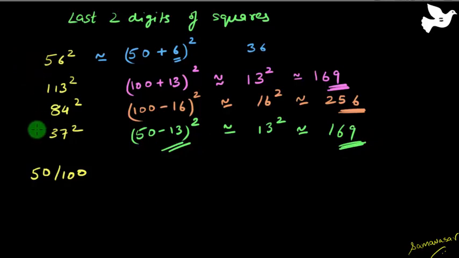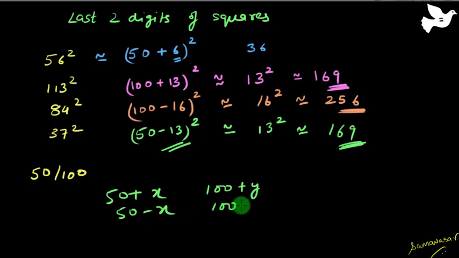So whatever numbers you are given, if it is a square, you express it in terms of 50 plus something, 50 minus something, 100 plus something, or 100 minus something, and the last two digits of this number will be the same as the last two digits of x square or y square. So I hope the examples make it clear.